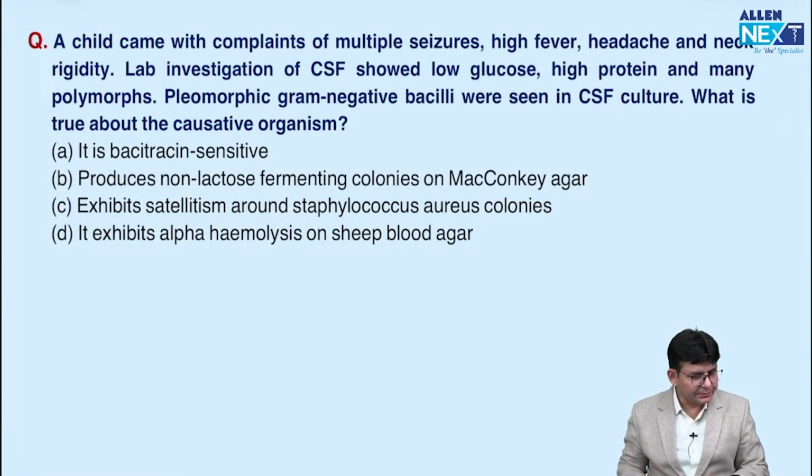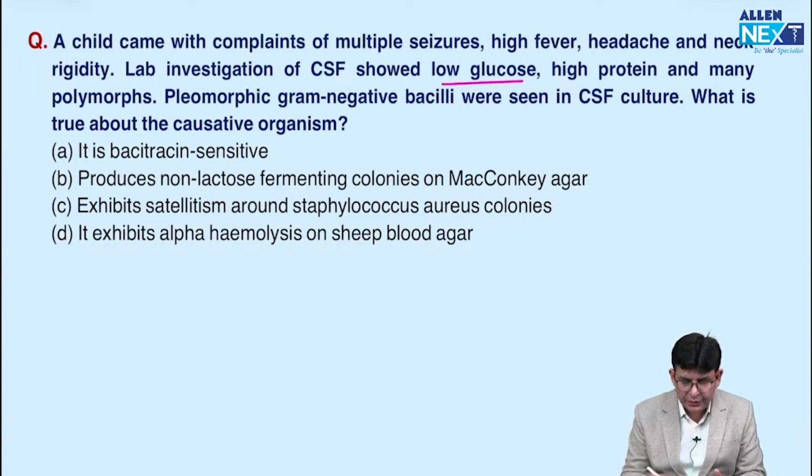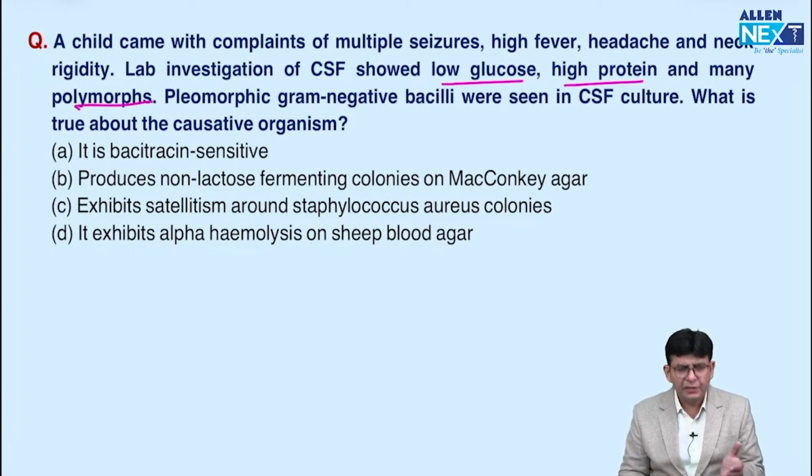See this first question. A child came with complaints of multiple seizures, high fever, headache, neck rigidity, and the lab investigation of the CSF shows up what? Low glucose, high protein, and many polymorphs. So one thing is clear from this particular aspect only, that they are talking about which particular meningitis? Pyogenic meningitis. Fine. So polymorphs, low glucose, high protein, they all are features of what? They all are features of pyogenic meningitis.